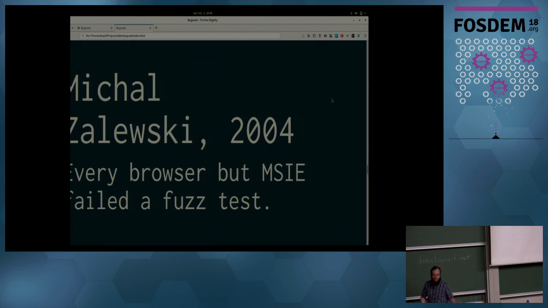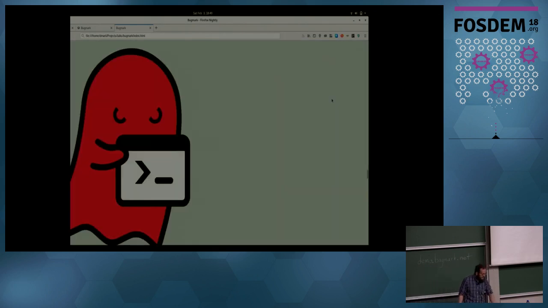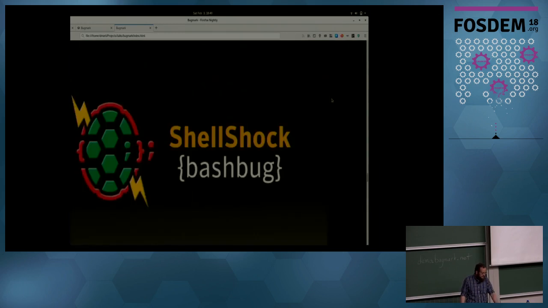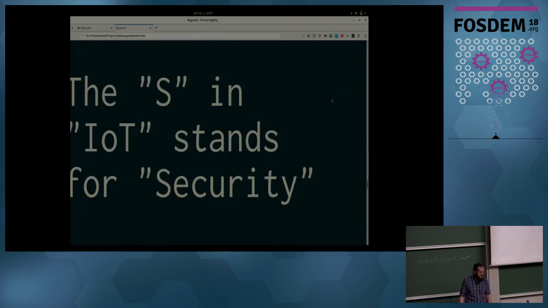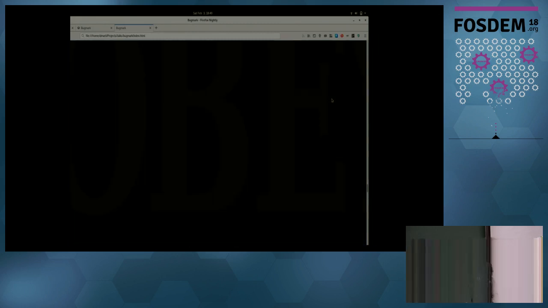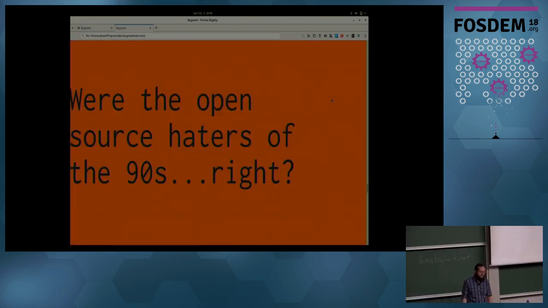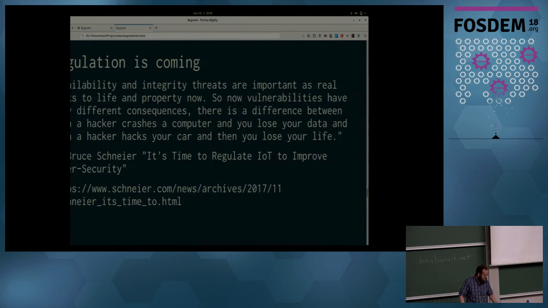By 2004, though, every major browser but Internet Explorer failed a fuzz test. And of course, we've got bugs out there that have logos. And the S in IoT stands for security. Were the open source haters of the 90s right? I don't think they were. I think we've got some elementary market failures that we can fix. But I do think the clock is ticking.